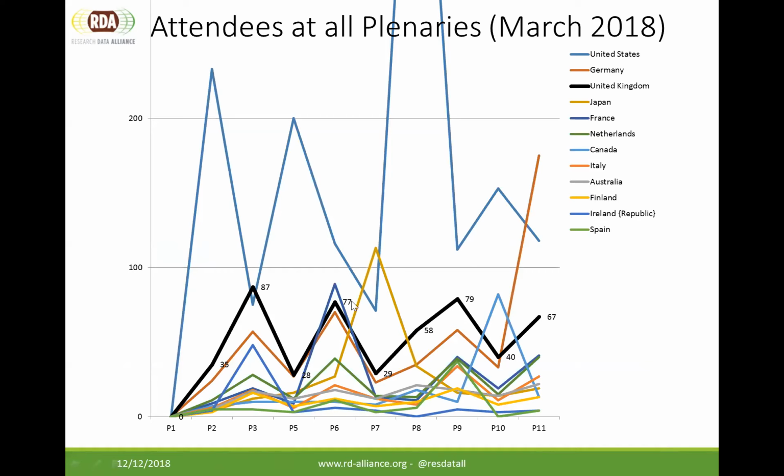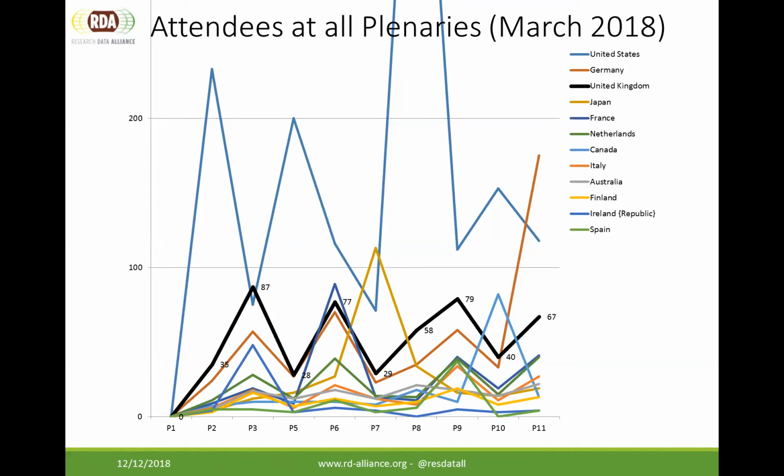And then if you look at the peak in each one, obviously the local host always gets the most. So here, the Berlin plenary, Germany was the highest. Here in Japan, Japan was the highest. Here at P6, I guess that was the Paris one because France was the highest, etc. But the thick black line is the UK participation, and we're always there, you know, in the largest slot apart from the local hosts and the USA. So I think that shows a lot of potential in what we could do.